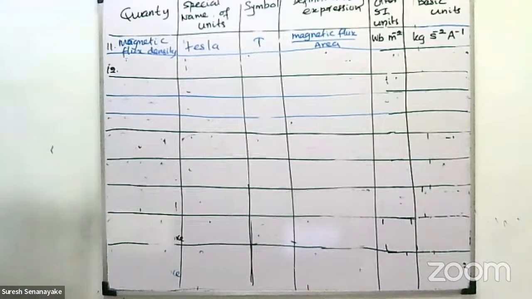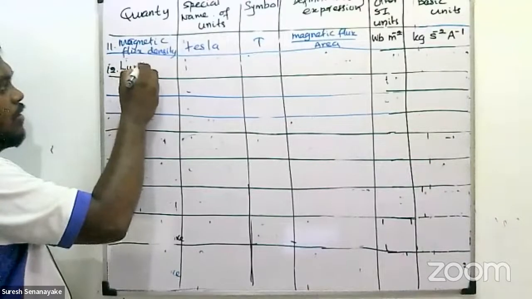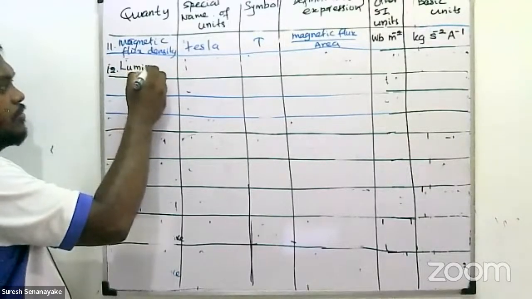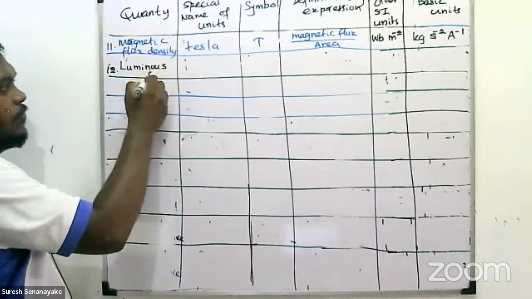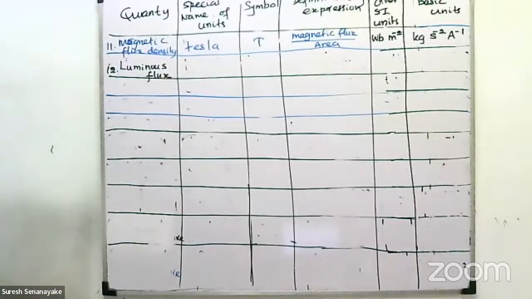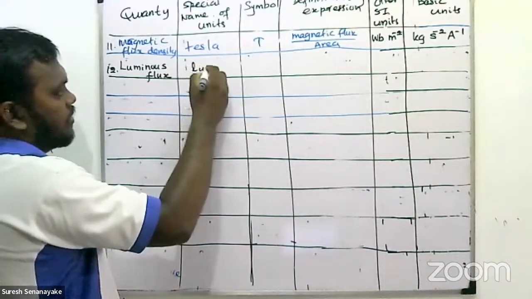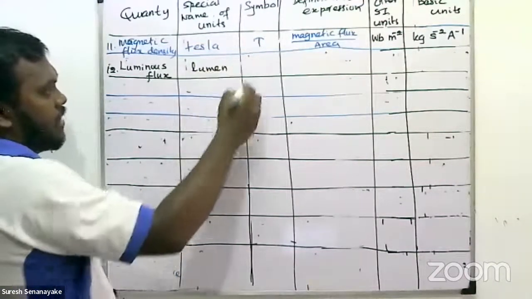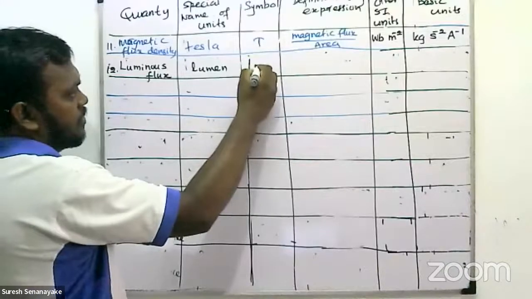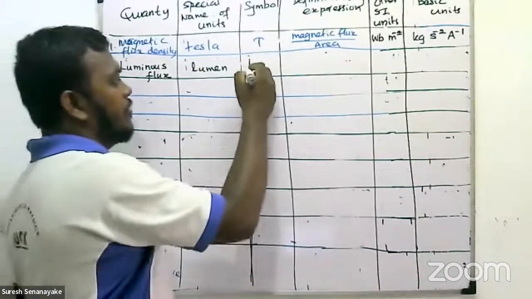That is Tesla. Another one is luminous flux. Luminous flux is about the light intensity. It is called the lumen. That is LM we use. Simple, right? Lumen.